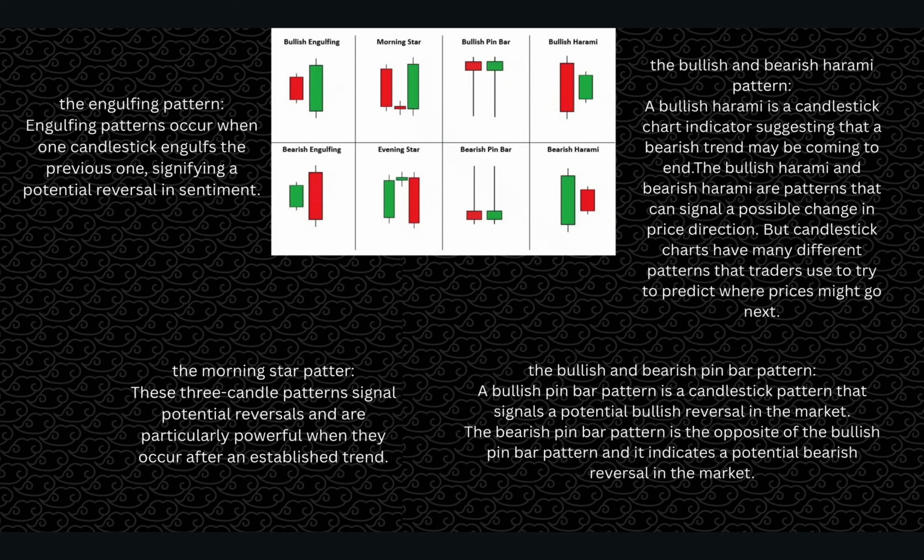Then we have the bullish and bearish harami pattern. A bullish harami is a candlestick chart indicator suggesting that a bearish trend may be coming to an end. The bullish harami and bearish harami are patterns that can signal a possible change in the price direction, but candlestick charts have many different patterns that traders use to try to predict where price might go next. So yeah, this signifies that a trend could come to an end. It's kind of the same as a bullish engulfing.